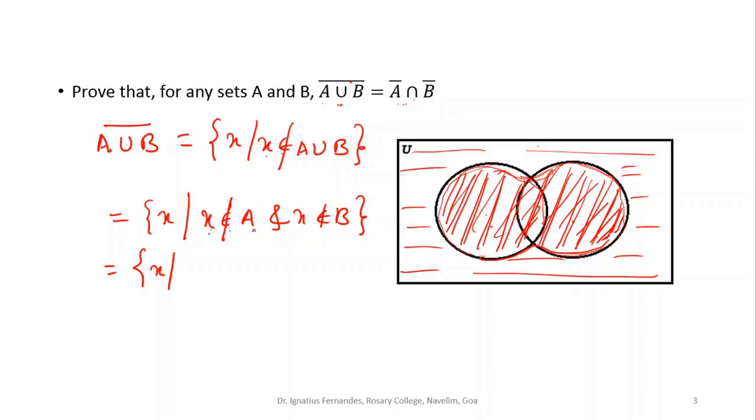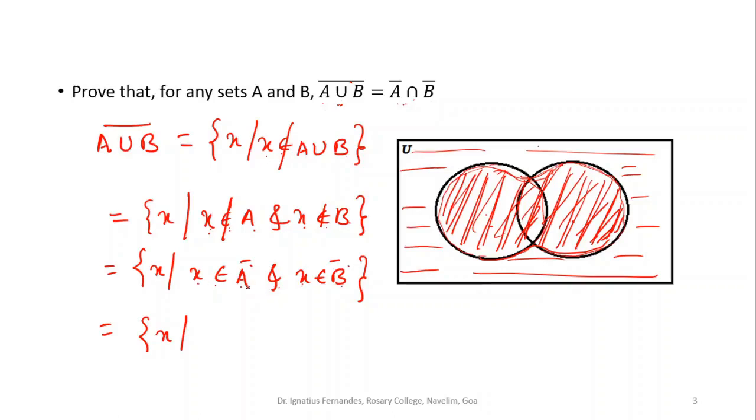If x is not in A, where is it? It is in A complement. It is outside A, that means it is in the complement. And x is not in B, that means x is in B complement. So these are all x such that x is in A complement and x is in B complement.